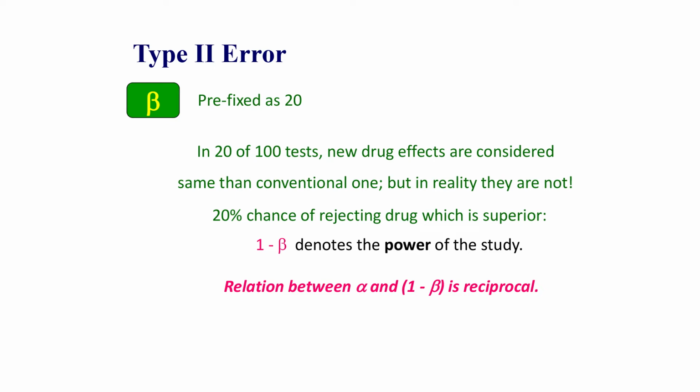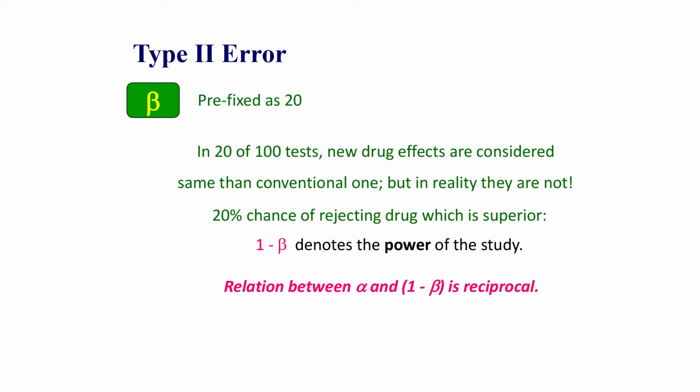So when you say that beta error or type 2 error is 20%, the power becomes 80%, and the relation between alpha and beta, and power of the study, is reciprocal. So when you reduce alpha from 0.05 to 0.01, the power of the study decreases. That is what the implication is. So these two errors we have to remember, and you will learn more in the lecture on sample size, as I said.